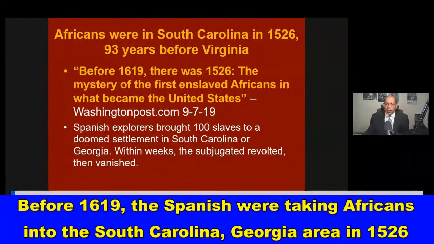1526 is not talked about a lot, okay? And those Africans, there's going to be an uprising, they're going to overthrow their oppressors, and they're going to run away. And it's believed they went to live with Native Americans. So the Spanish tried to set up the settlement, but it was a failed settlement. Now, Spanish explorers brought 100 African slaves to a doomed settlement in South Carolina or Georgia. Within weeks, the subjugated revolted, then vanished.